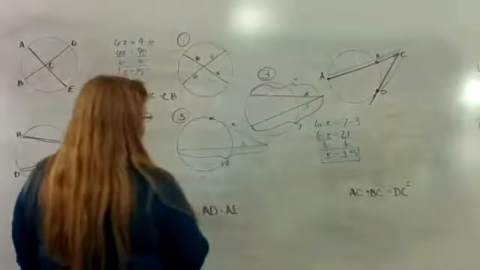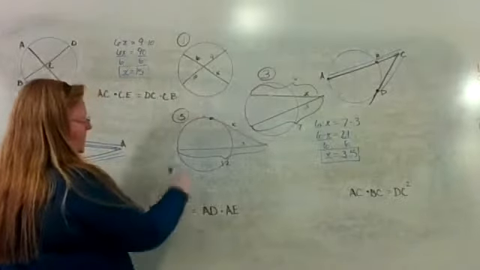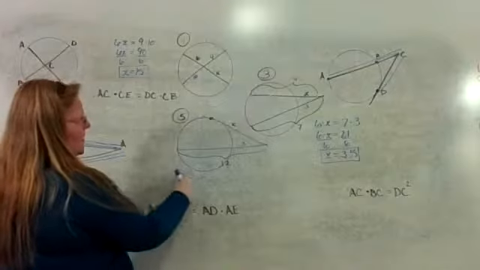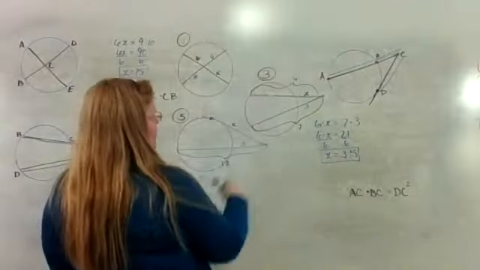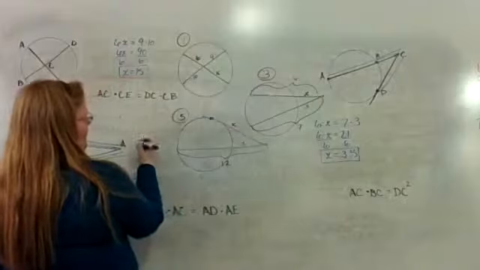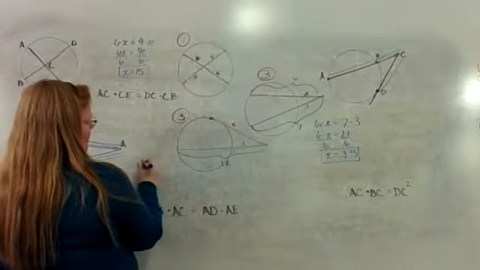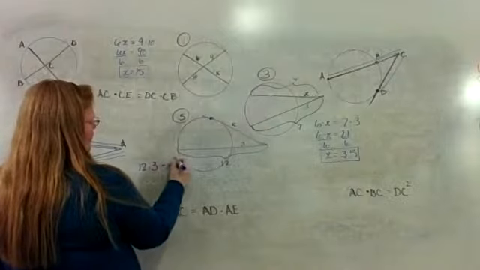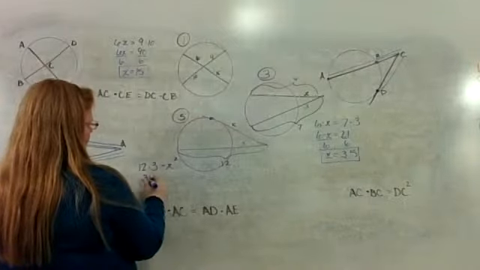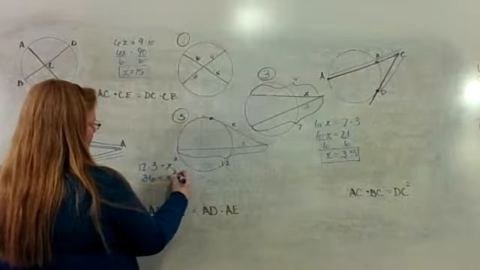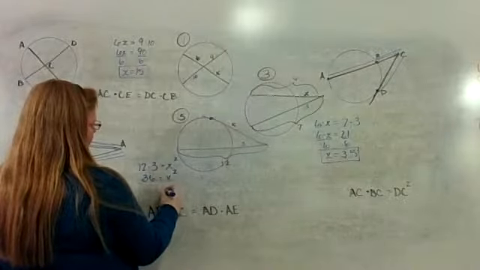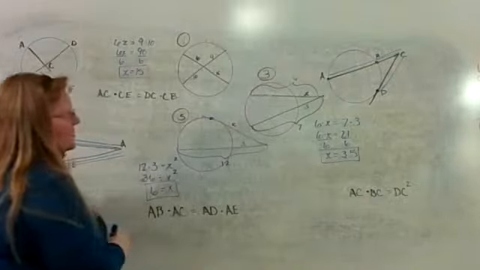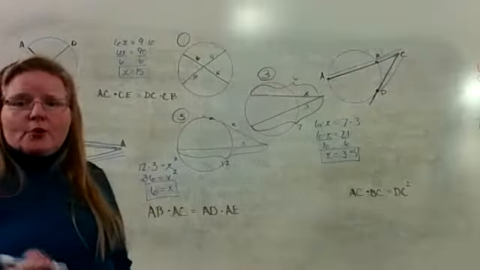For number 5, instead of using this one, because that one went with the 2 secants, I'm using that one down there because it's a secant and a tangent. So that means that 12 times 3 has to equal x squared. 12 times 3 is 36 equals x squared. Take the square root of both sides. It's going to have to be positive, so it must be 6. X is equal to 6. Simple, quick, and to the point.